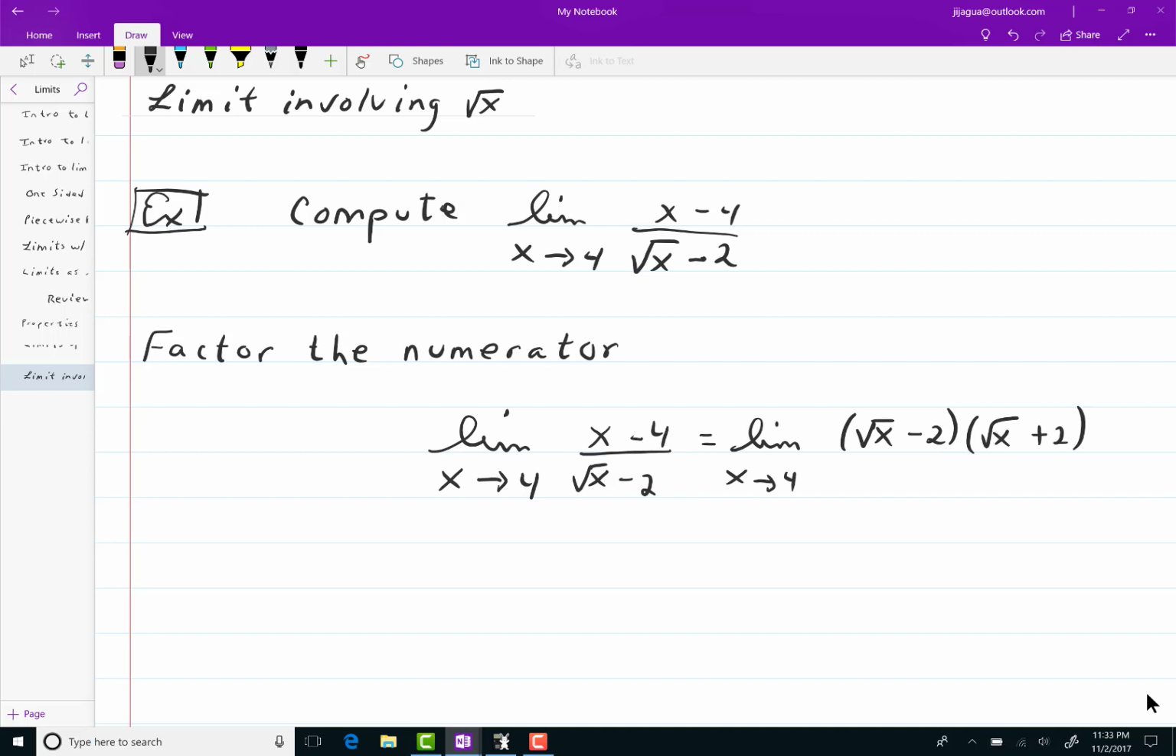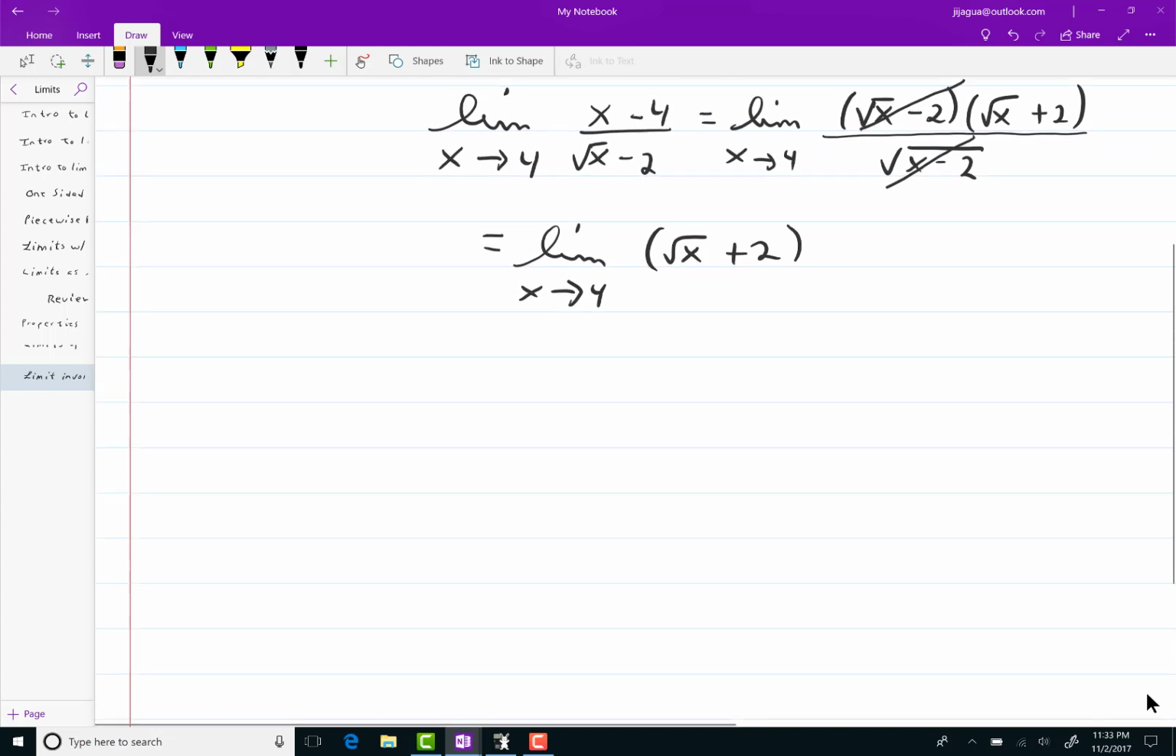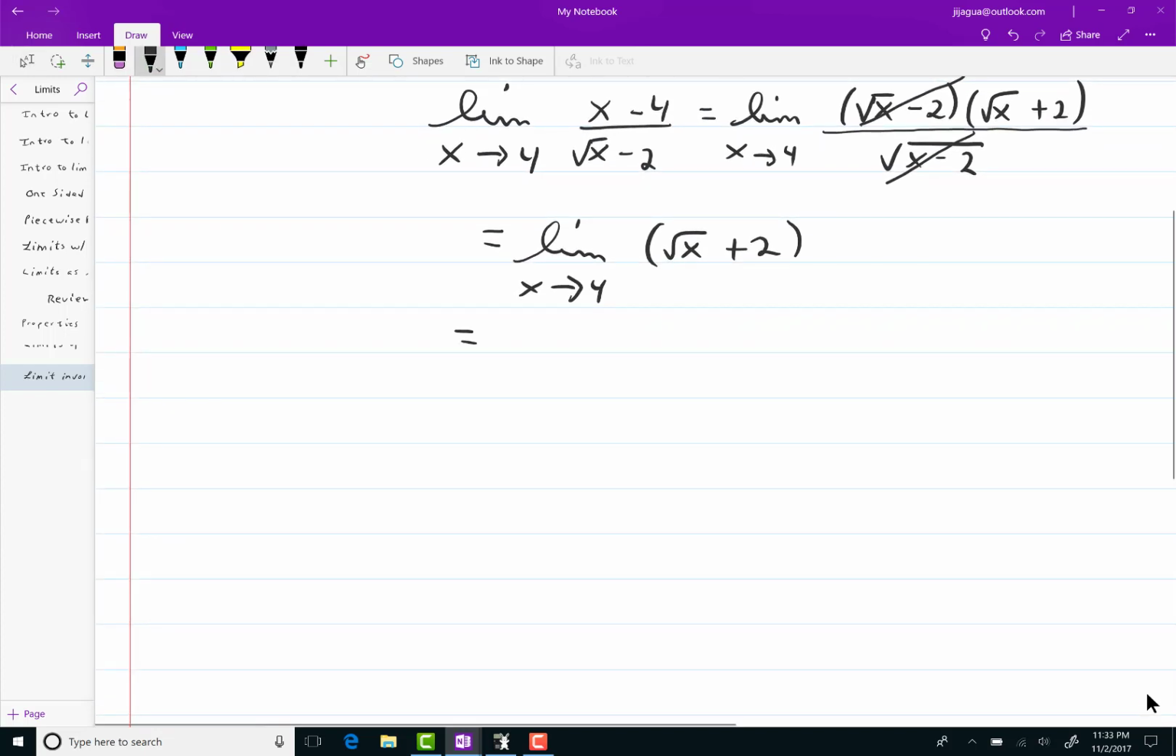This is like a difference of two squares formula. The denominator is not changed, although I extended that vinculum a little too far. So the radical x minus 2's cancel out, and now I have the limit as x goes to 4 of radical x plus 2. I can just plug the 4 in.